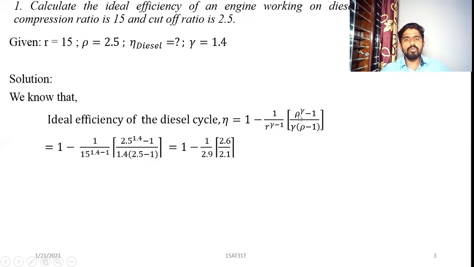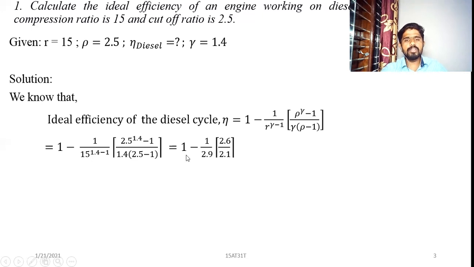Now you know the value of rho, gamma and R. So apply those values: that is equal to 1 minus 1 divided by 15, where 15 is R, to the power 1.4 minus 1, into the value of rho, that is 2.5, which has been given as the cutoff ratio, to the power gamma, that is 1.4 minus 1, minus 1, divided by gamma 1.4 into rho, that is 2.5 minus 1.